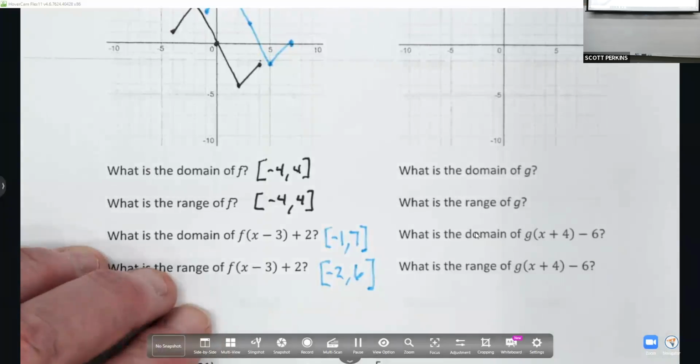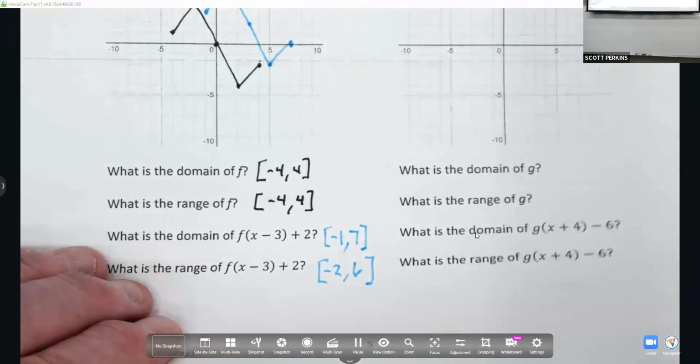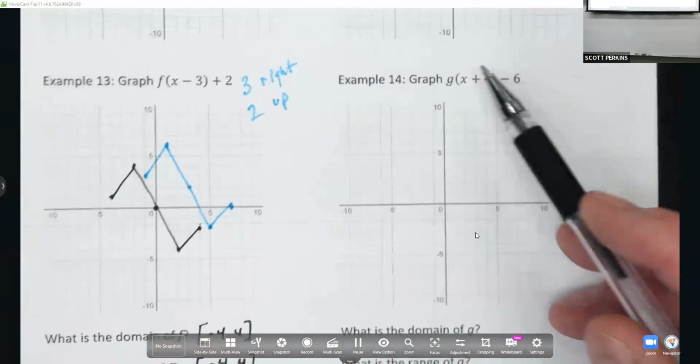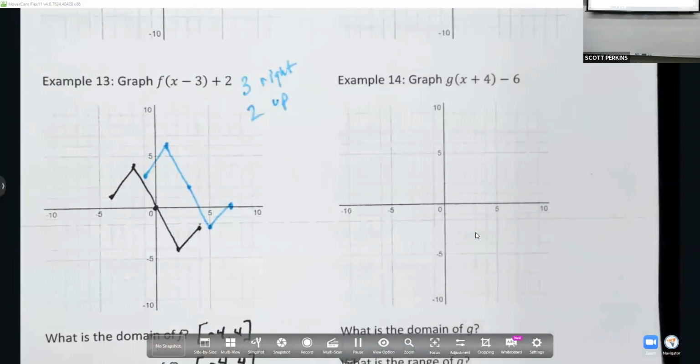So if you want to reproduce g, I don't know why I didn't do that. It didn't occur to me, so the brain wasn't working that great. If you want to reproduce g on example 14, I want you to do g of x plus 4 minus 6.